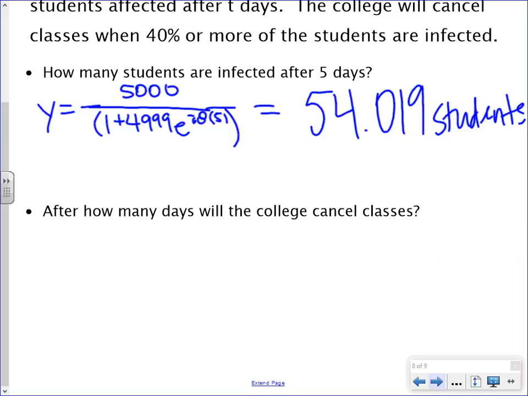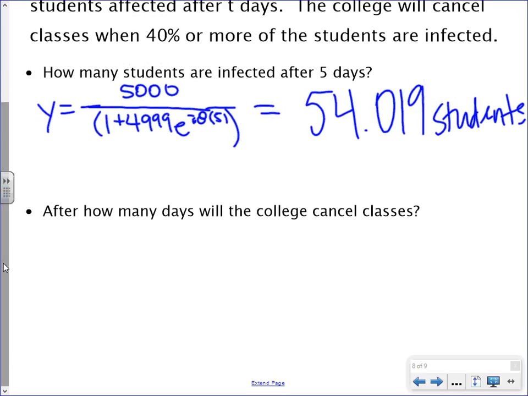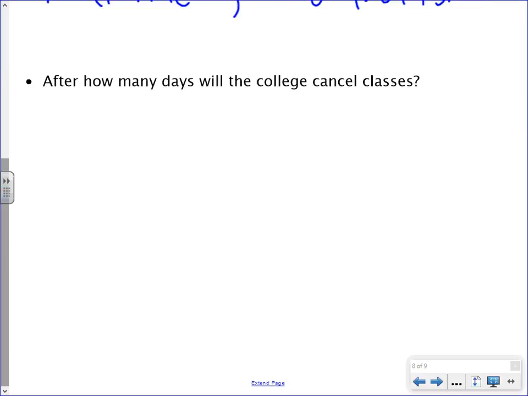All right, now, after how many days will the college cancel classes? We said that the college will cancel classes when 40% or more of the students have the illness. So what number do we plug in for which variable? 2,000 for Y. And how do we come up with 2,000? We have 5,000 students. 40% of 5,000 students is 2,000 students.